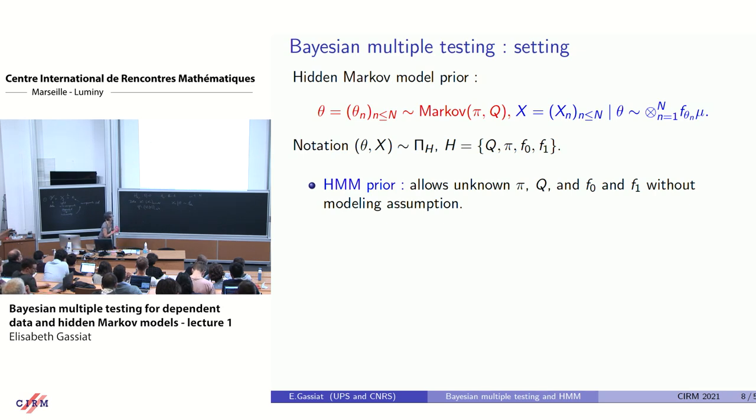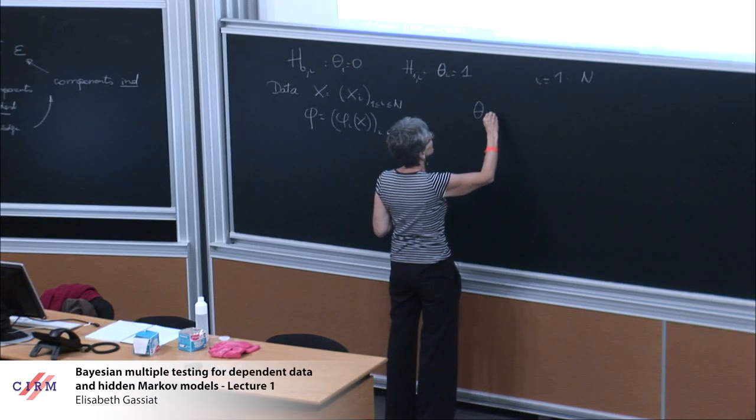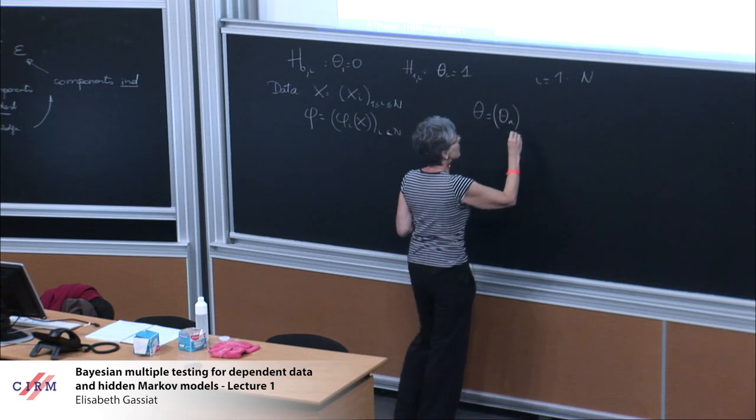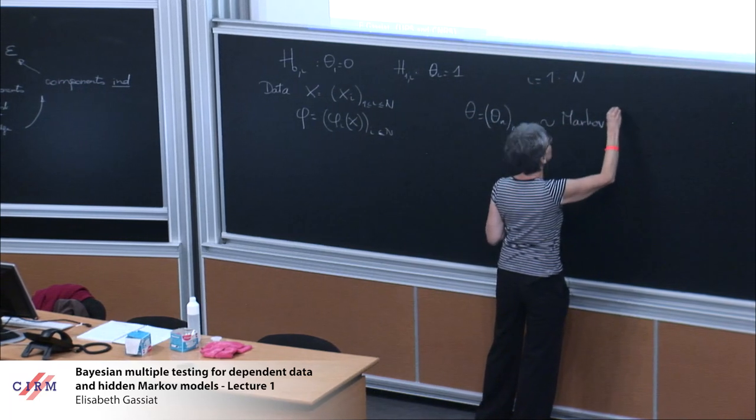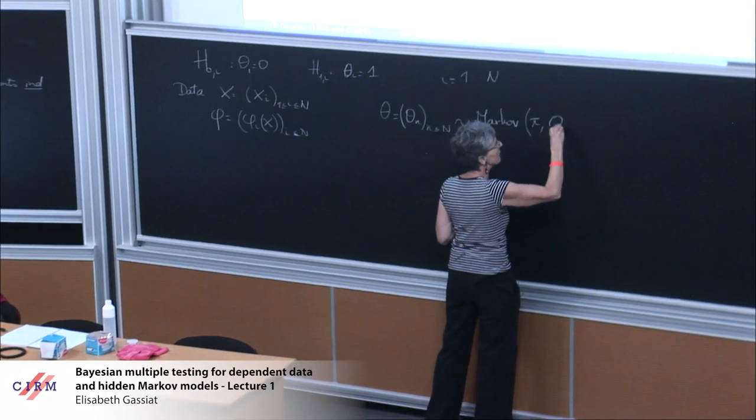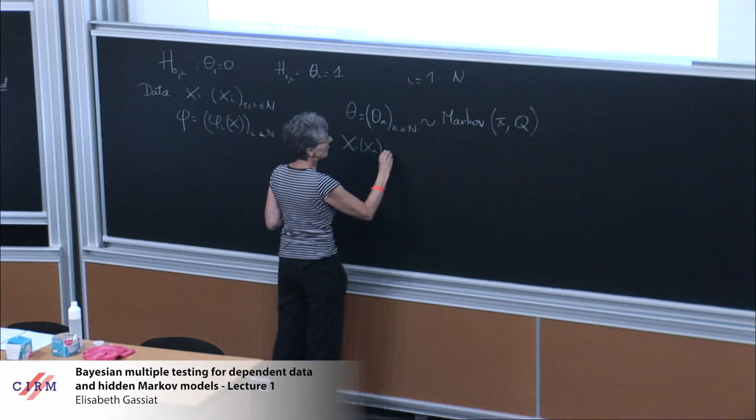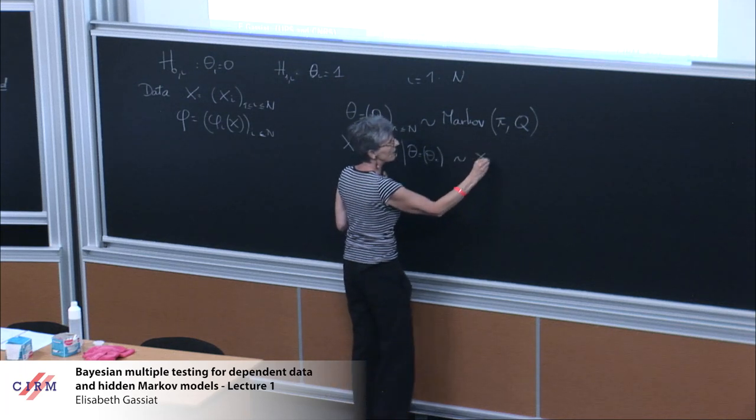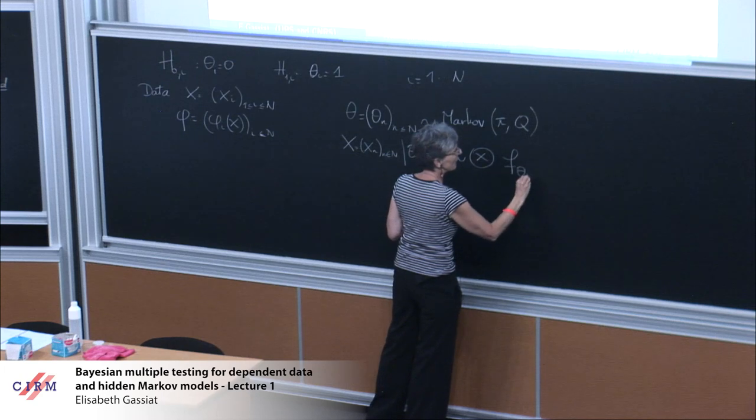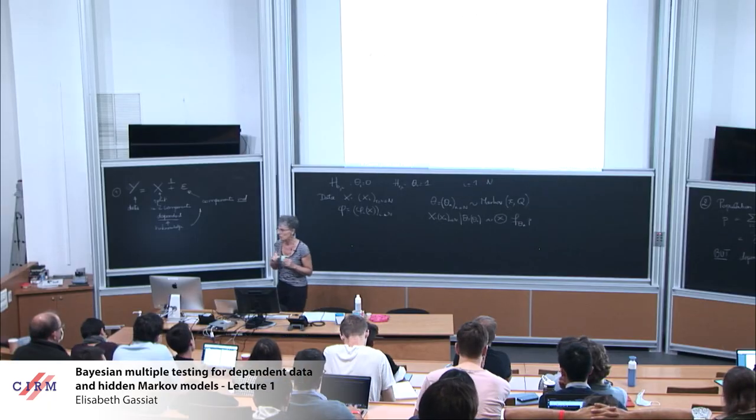Here I will say that I use a hidden Markov model. Again, it's a state space model in which you assume that the sequence of thetas is Markov with two possible values. So you have an initial distribution pi and a transition matrix Q. And then given the thetas, the data are independent and their distribution depends only on the value of the current state. So this is the hidden Markov model.